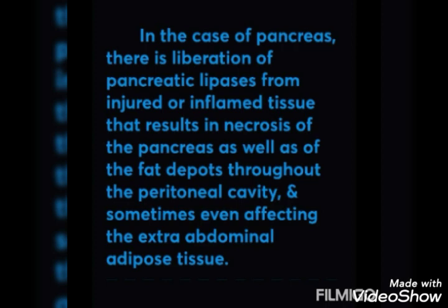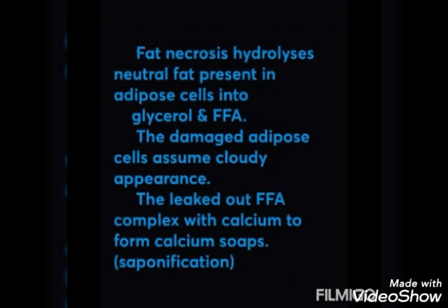In the case of the pancreas, there is liberation of pancreatic lipases from injured or inflamed tissue that results in necrosis of the pancreas as well as the fat deposits throughout the peritoneal cavity, and sometimes even affecting the extra-abdominal adipose tissue. The fat necrosis hydrolyzes neutral fat present in adipose cells into glycerol and free fatty acids. The damaged adipose cells assume a cloudy appearance. So, the important feature is the cloudy appearance. The leaked out free fatty acids complex with calcium to form calcium soaps. This process is called saponification.